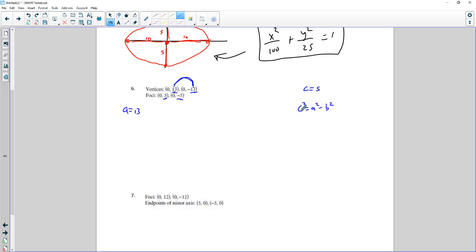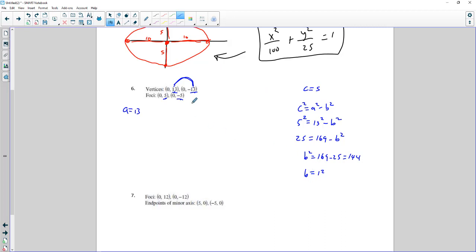So what I have here is 5 squared is equal to 13 squared minus b squared. So 25 is equal to 169 minus b squared. That means b squared is 169 minus 25, which is 144. So that means that b is equal to 12, as it turns out. How about that? So that means that b squared is 144.